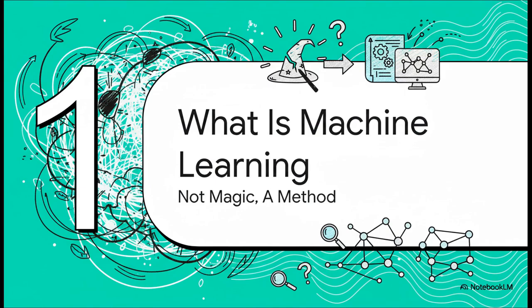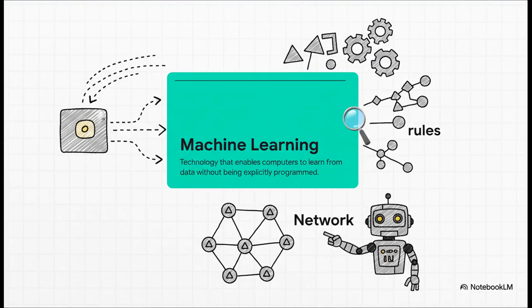So, what is machine learning really? It can feel like some kind of tech magic, but it's not. It's a method, a really powerful new way of getting computers to solve problems. At its absolute core, machine learning is all about letting computers learn from data without having to be explicitly programmed for every single possibility. And that last part, that's the real game changer. Instead of a developer trying to write code for every imaginable scenario, we just feed the machine a ton of data and let it figure out the rules on its own.